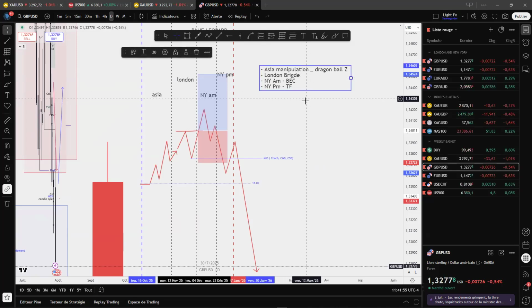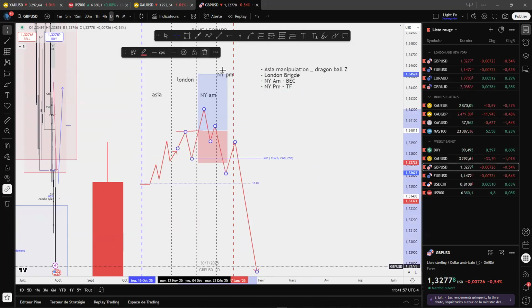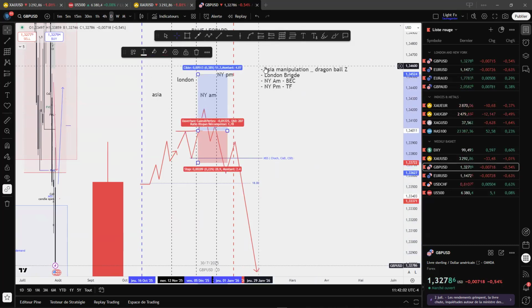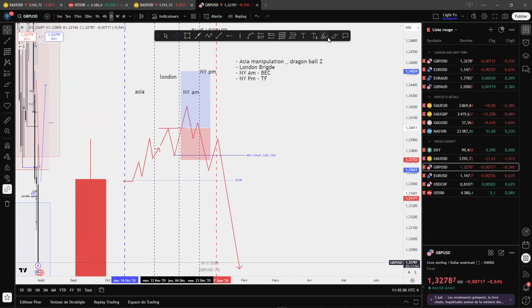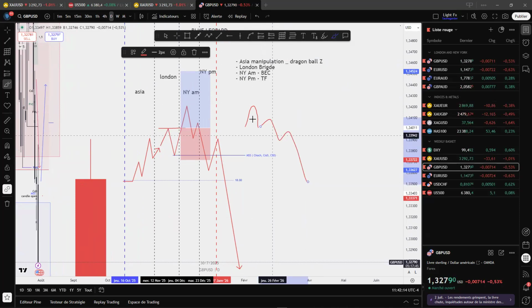You see, you can have different types of day, so you will enter at different times. Whenever the manipulation occurs, then you know the day has started. What I have to tell you more about this is, if you have a manipulation during Asia, what do you expect to trade in New York session?